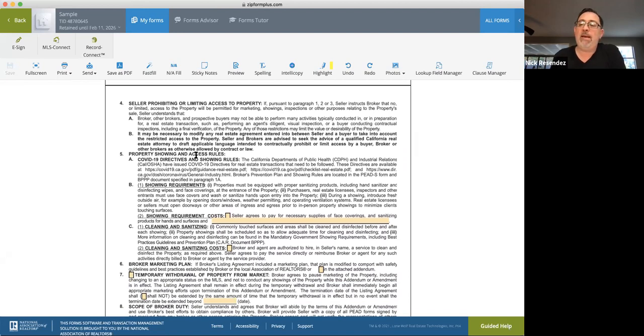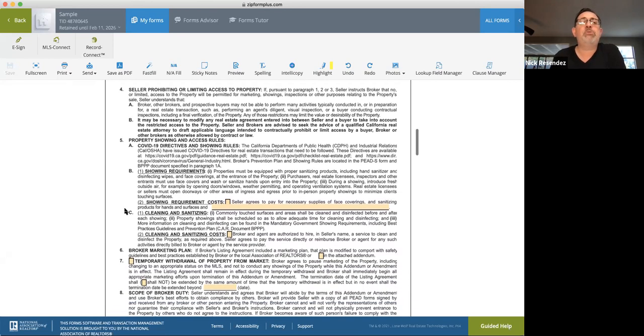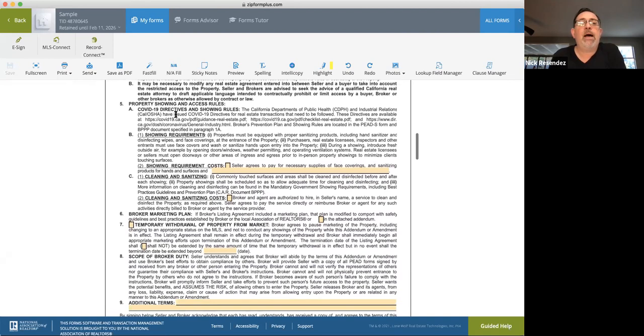If they do limit any of the marketing or pre or post sale activities, it just tells them that they may be violating the buyer's rights contractually. They need to talk to an attorney and so on. But what's really important here is that it tells the seller that we have rules for showing and that they are obligated to follow them just like we are.